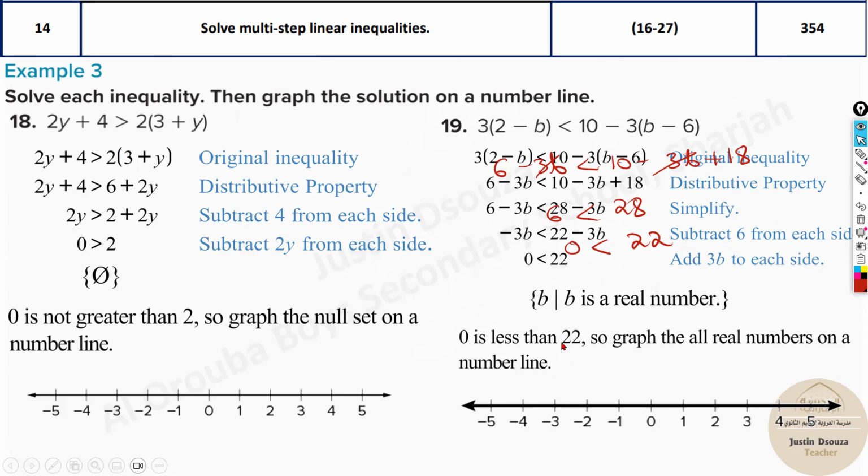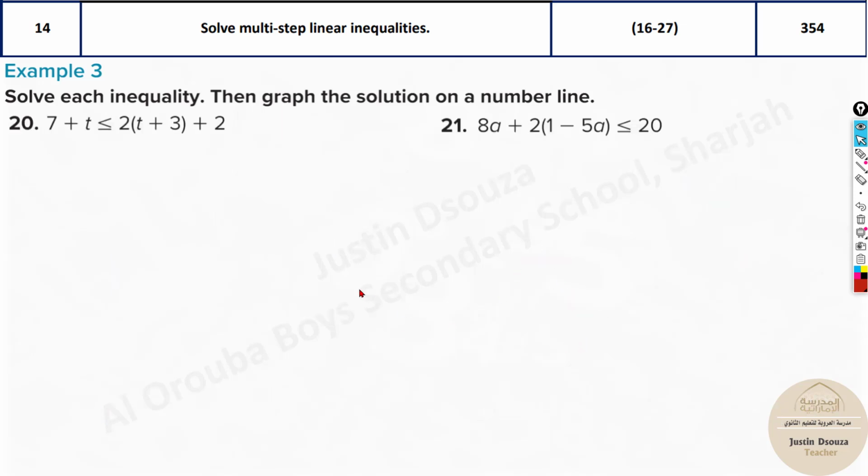So 0 is less than 22. So graph all real numbers because all possible answers are true. That's it. But if the inequality is wrong, such as 0 greater than 2, which is incorrect, since 0 is less than 2, then in this case there is no solution, whereas in this case, which is true, there are all solutions.